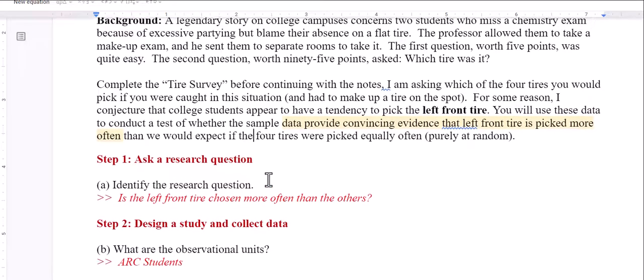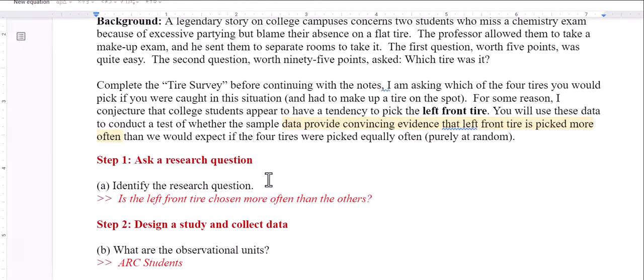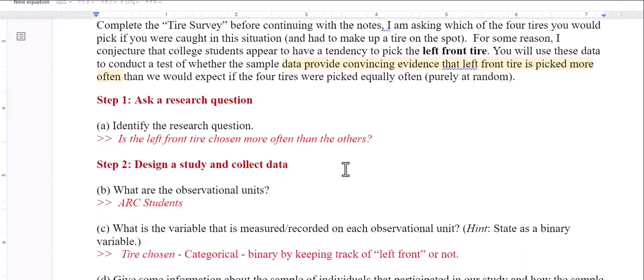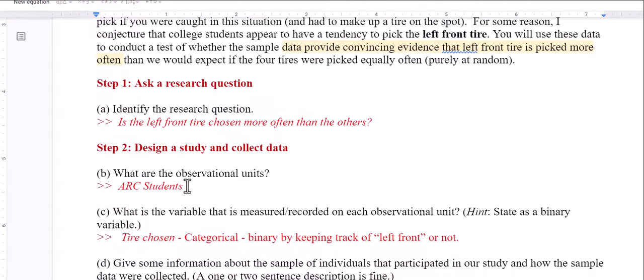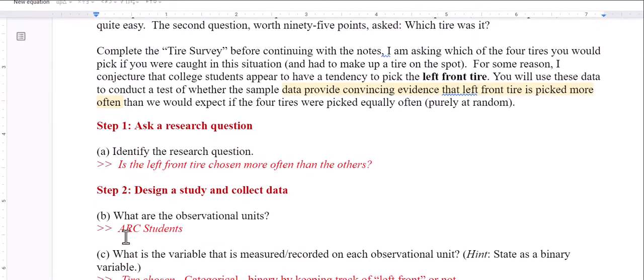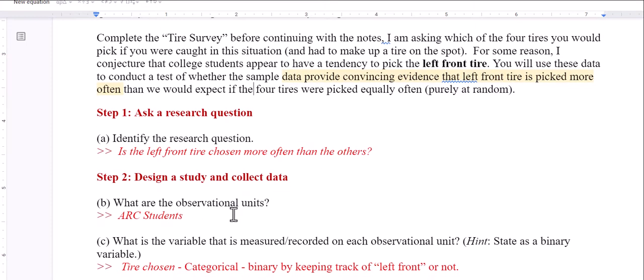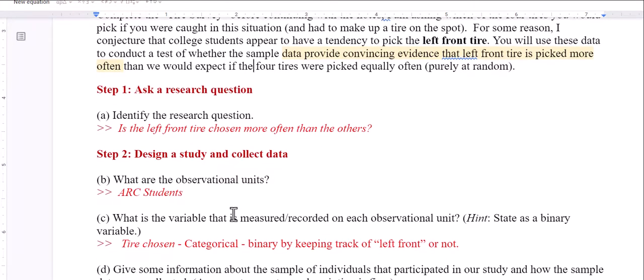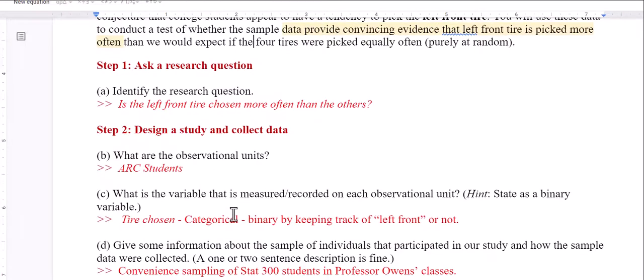So first, let's ask the research question. Is the left front tire chosen more often than the others? Than if they were chosen equally, right? So then what are the observational units? Well, I'm thinking college students, so ARC students is what I'm looking at as the observational units. That's where I'm taking my survey from.